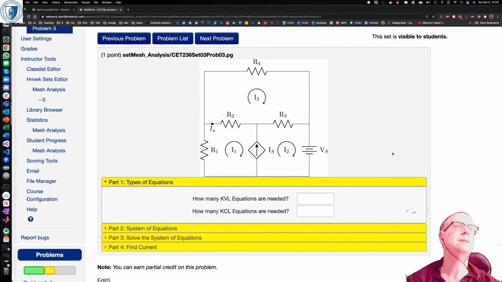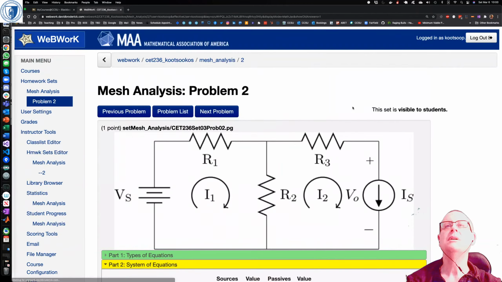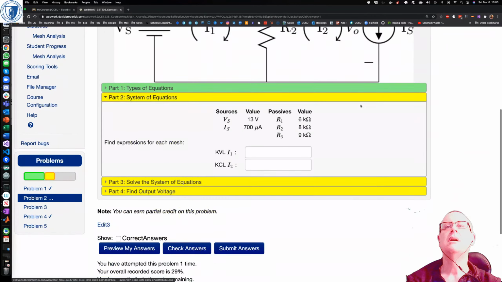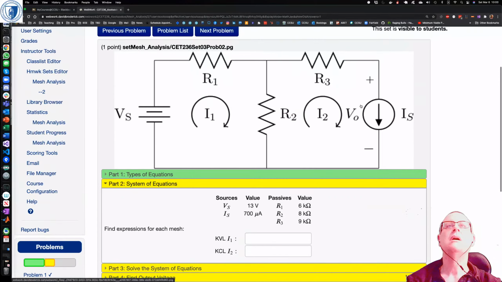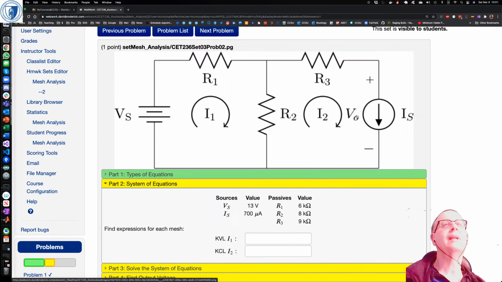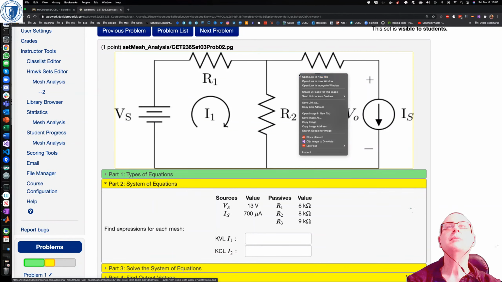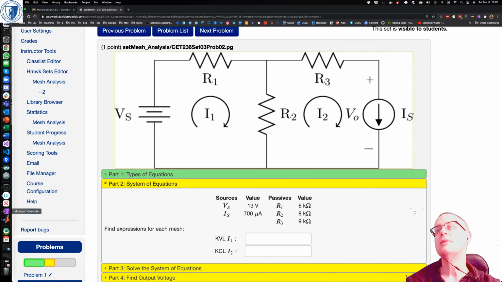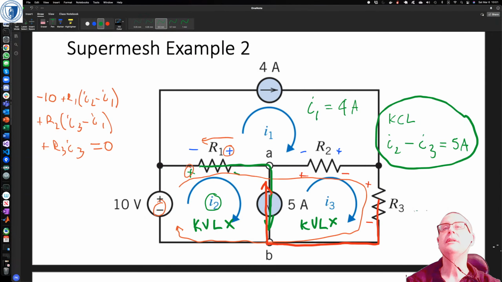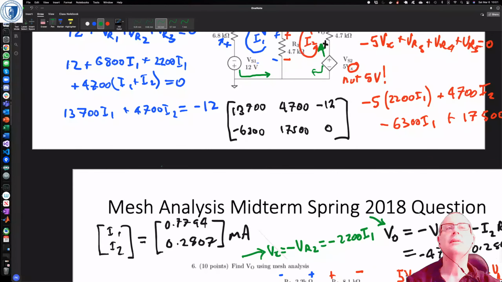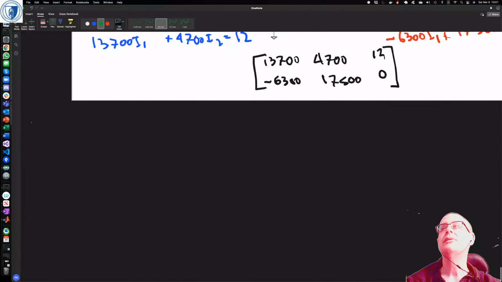Professor, for the previous problem, what would be the output voltage? Or how can we calculate the output voltage on problem number 2? Okay. Well, that's a good question. Let me copy that image so I can draw on it back over here. Right, so this is mesh analysis. So let's just paste that here.